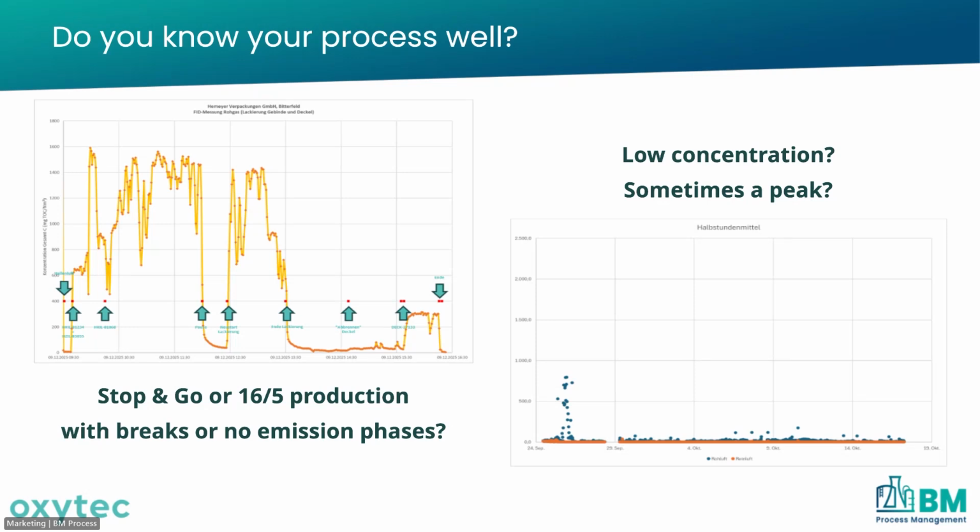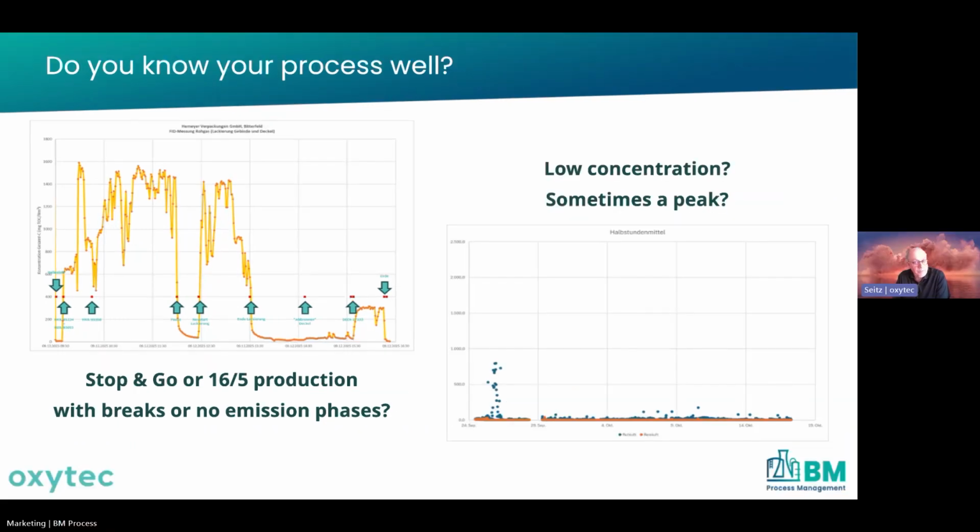One is the concentration, but the concentration is the most common mistake, because very often the customer says, okay, my maximum concentration is 1,000 or 2,000 milligrams per cubic meter. And then he buys an RTO and he's wondering why he has to pay so much gas costs anyhow.